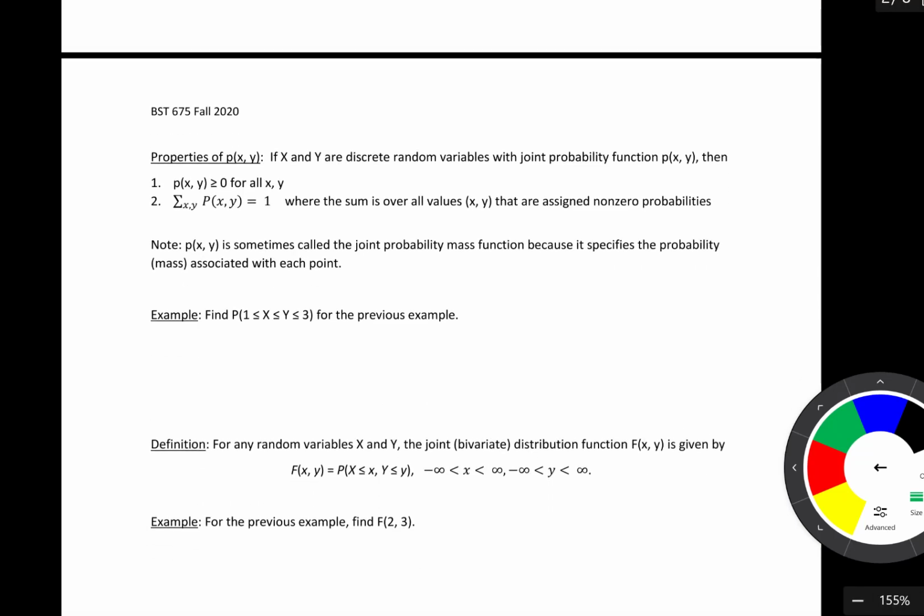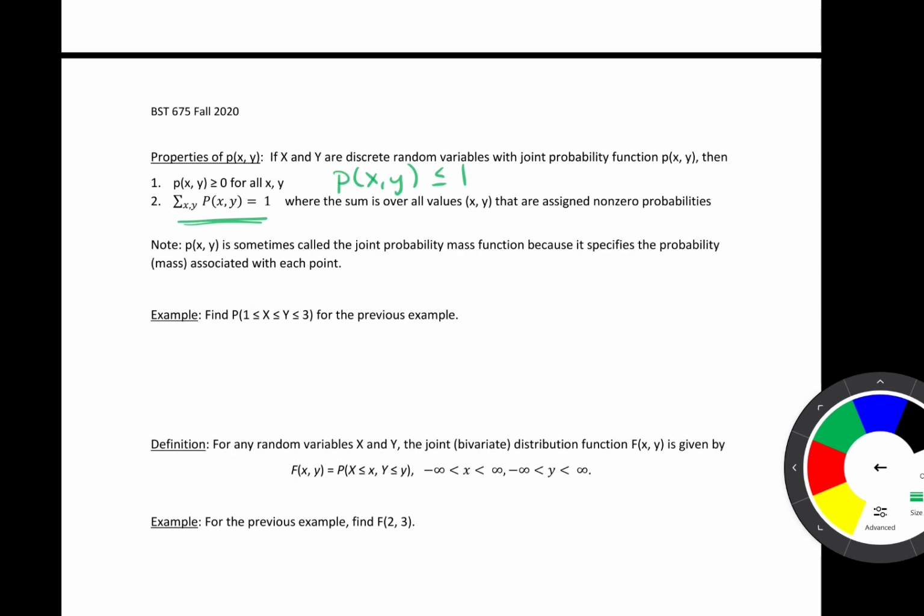So we have a couple of properties of the joint probability function, and you're going to notice that these are very similar to properties that we saw in the univariate case. For example, the probability of x and y is going to be greater than or equal to 0 for all x and y. Since that is a probability, we also know it's going to be less than or equal to 1, very similar to the univariate case. And then if you recall in the univariate case, when we summed the probabilities over the entire sample space, we defined that to be equal to 1, and the same thing is going to happen here.